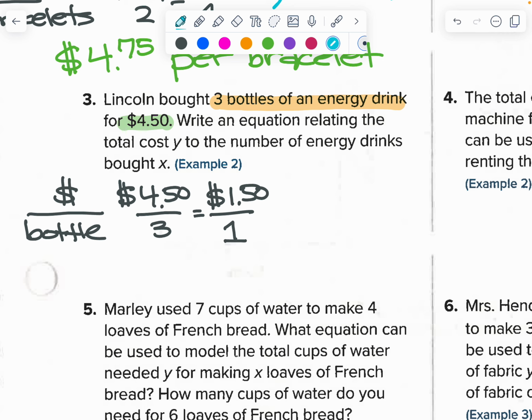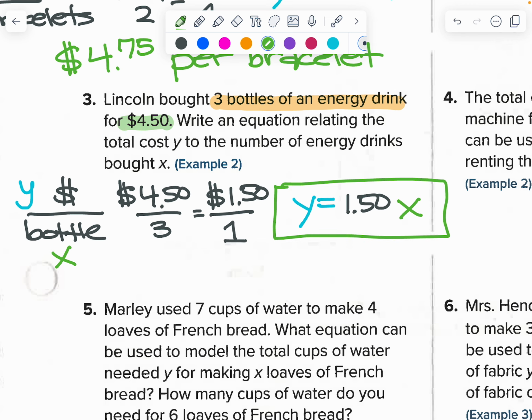All right, so the number of bottles, once again, is going to be our x. That's per bottle. And then the y is how much it costs. So here I go. Let's write it. y equals $1.50 per bottle. That is our equation. All right, well done.